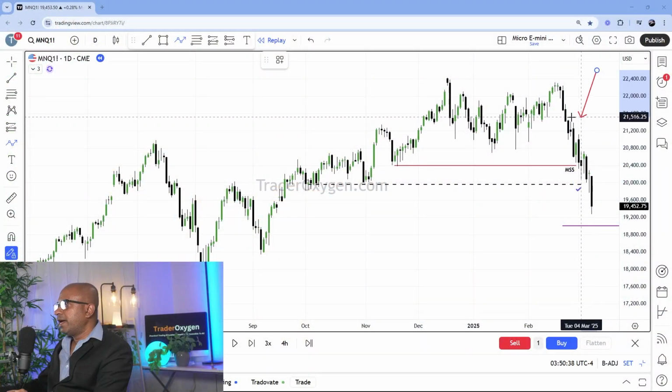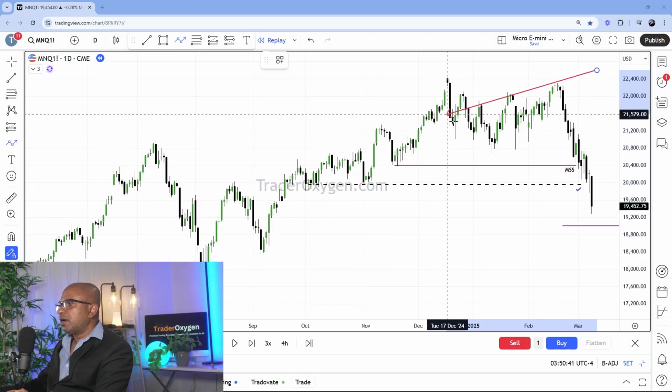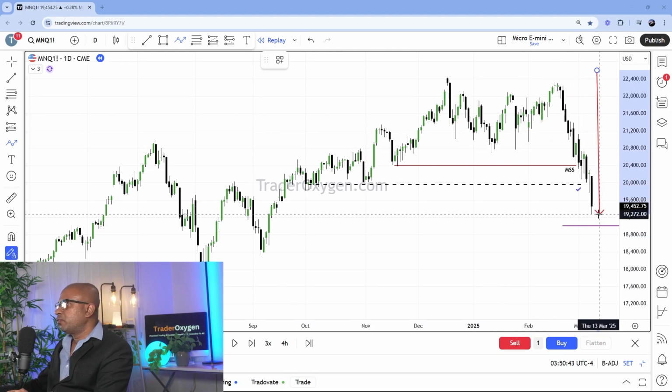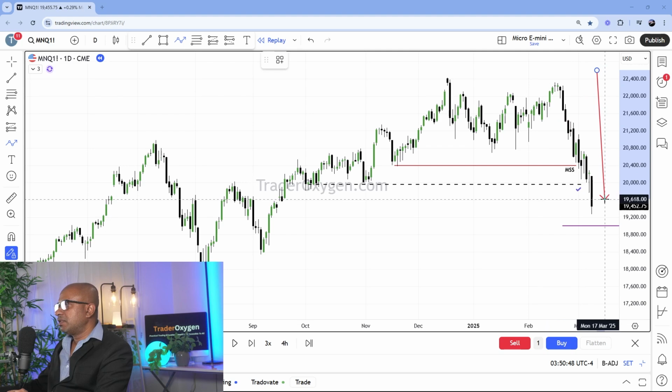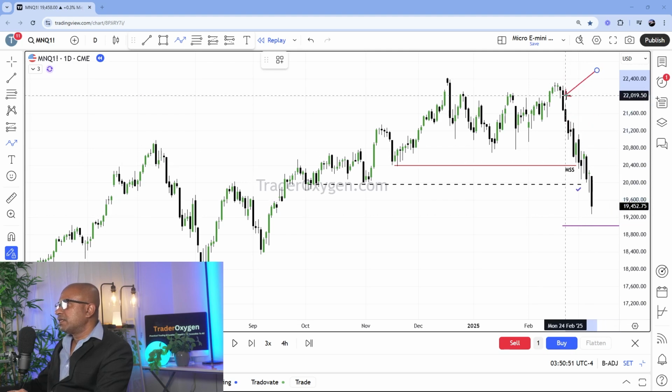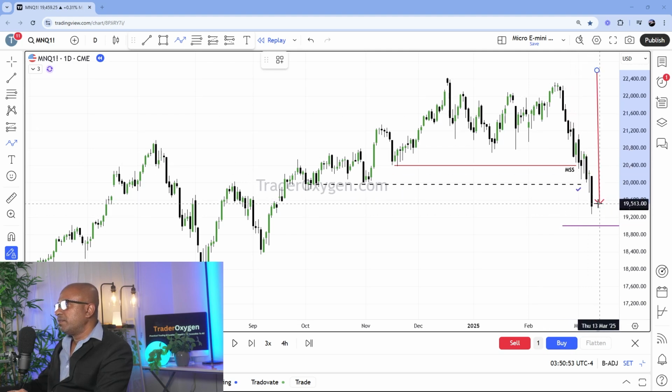Okay, so now let's jump into the daily chart. Looking at the daily chart, you can see the price was in an uptrend, but from this push down there is a market structure shift. So now the price is bearish with the market structure shift. And you can see the price has continuously been bearish with the bearish market structure.